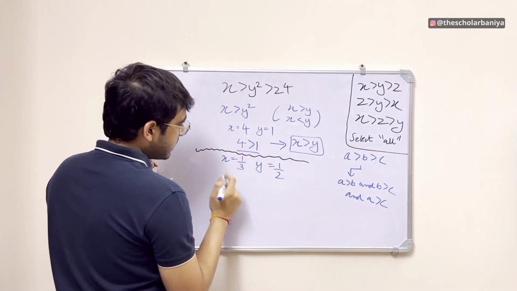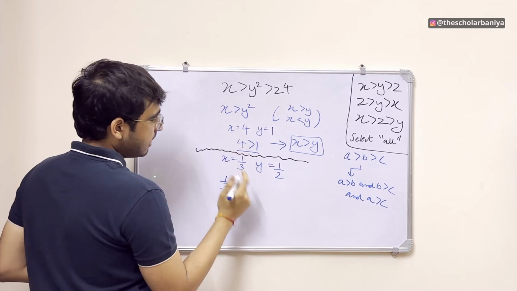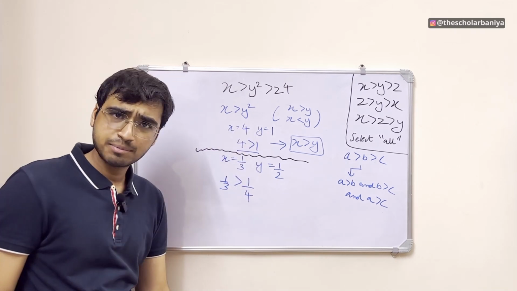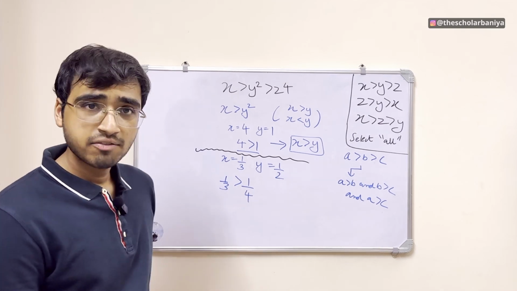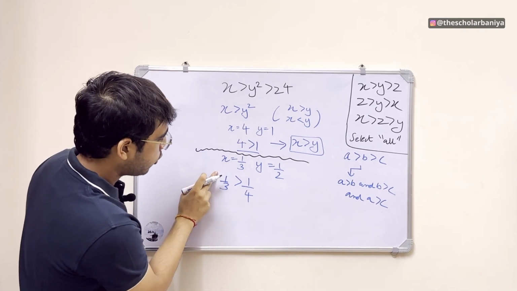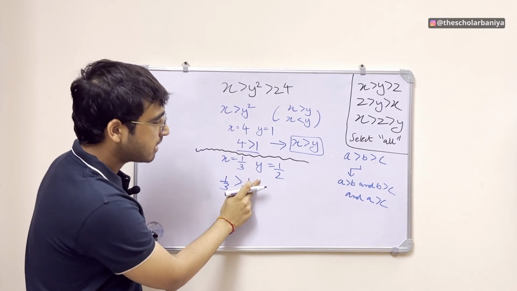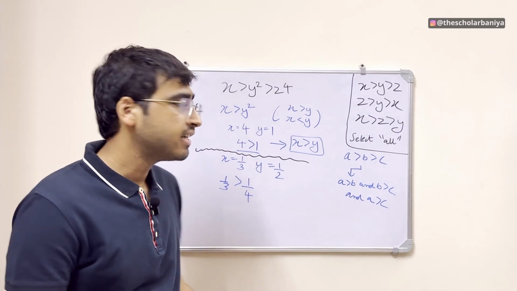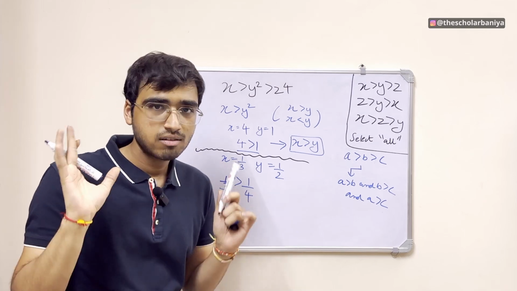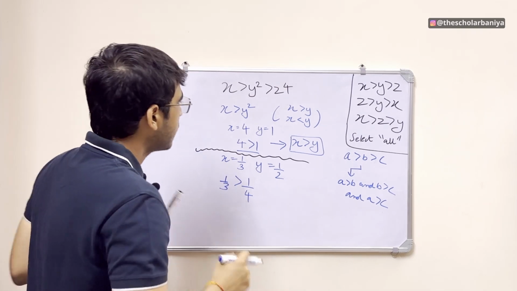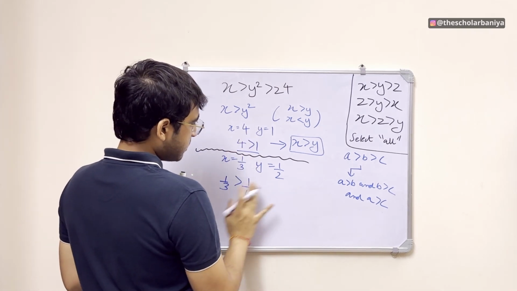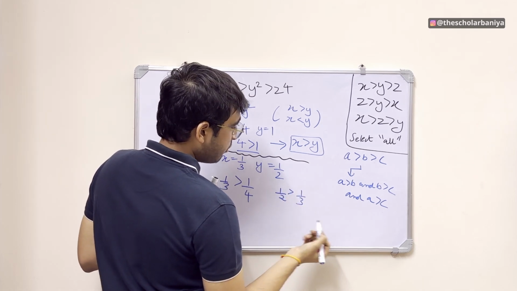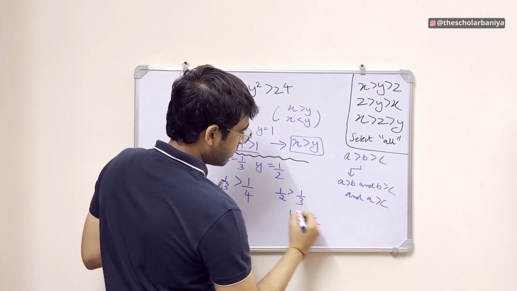So in this case, 1 by 3 is greater than y square, which is 1 by 4, which is absolutely perfect, because 1 by 3 is greater than 1 by 4, because if you multiply 4 over here, this side becomes 4, this side becomes 3, so 4 is greater than 3. Again, 1 by 3 is greater than 1 by 4, which is very clear. So these values are valid. Now we have to see, in this case, y is 1 by 2, which is greater than 1 by 3, which means y is greater than x.